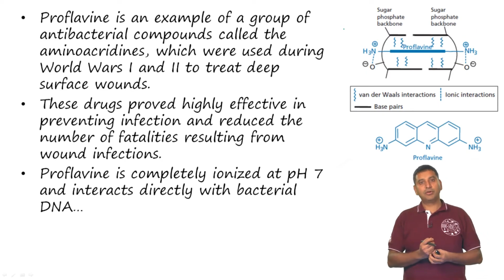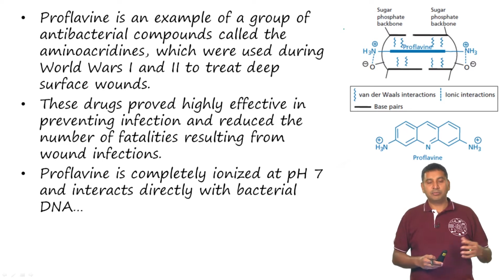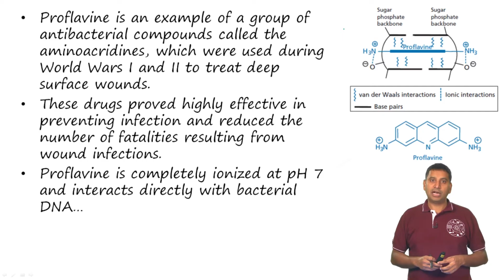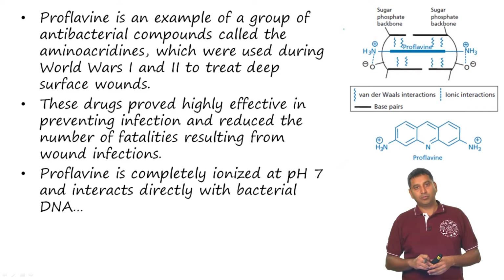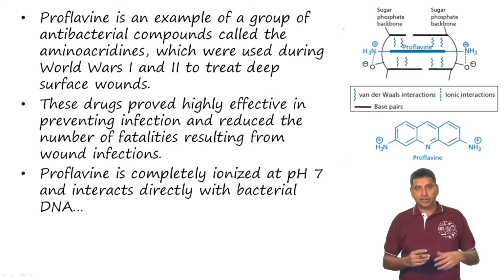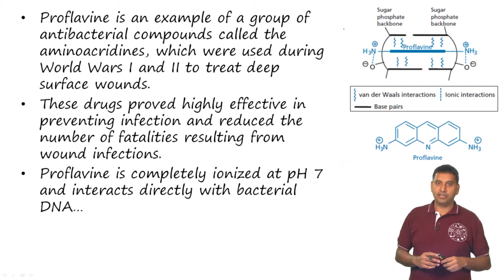So, the example that we are going to look at is Proflavine. Proflavine is one of the antibacterial compounds under the major class of compounds known as aminoacridines, and these were used during World Wars I and II to treat deep surface wound infections, and the drugs proved highly effective in preventing infection and reduced the number of fatalities.